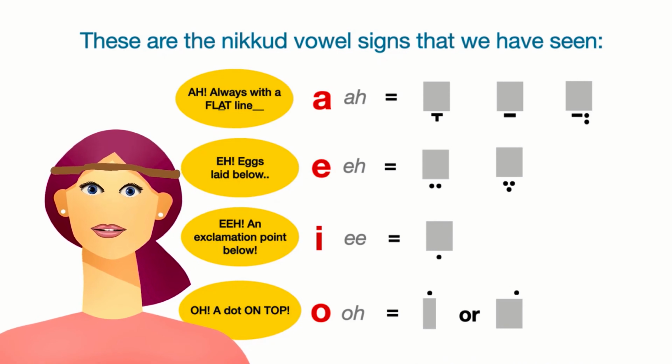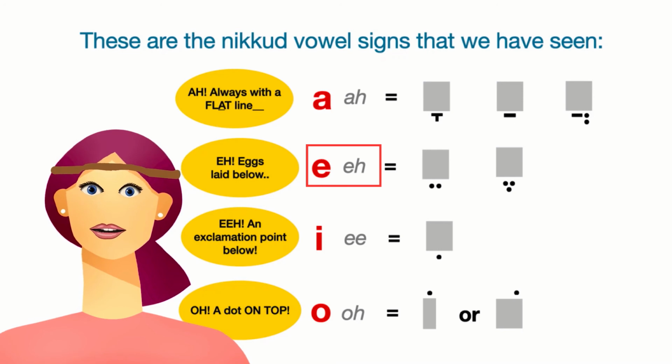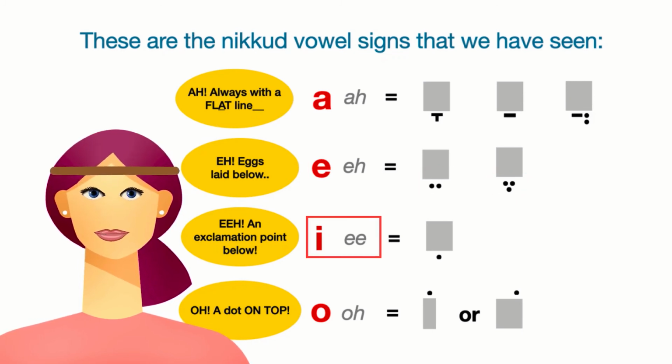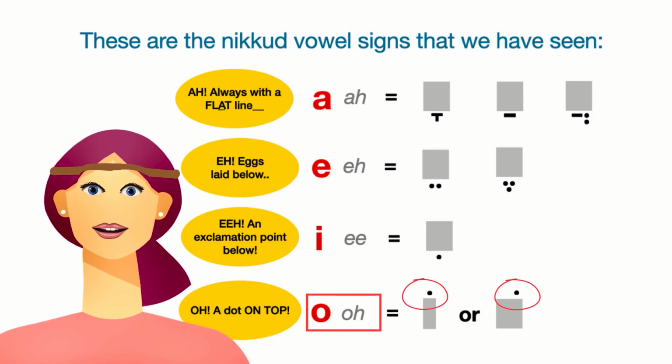Regarding vowels, we have seen more examples of these different nikud signs. Note that the nikud signs for the vowel A always have a little flat line. And the nikud signs for the vowel E always have a minimum of two little dots below a letter. So remember E for egg, and it really looks like eggs being laid below. Now, the vowel I is like the dot below an exclamation point, so remember it like the exclamation of a shriek during an injection. And the nikud sign for the vowel O is always a dot on top of a letter.